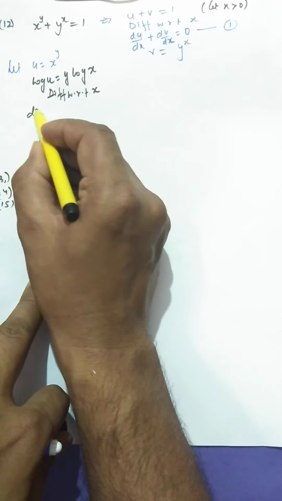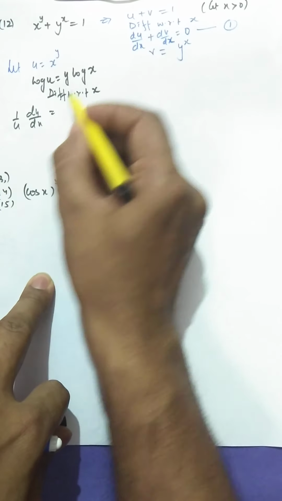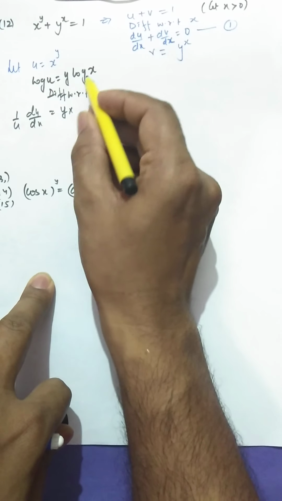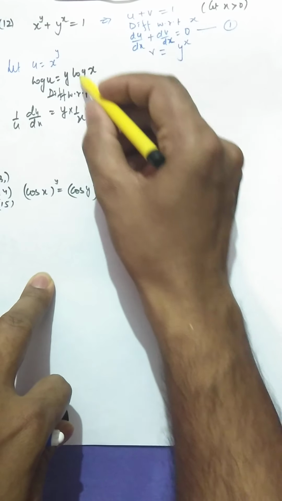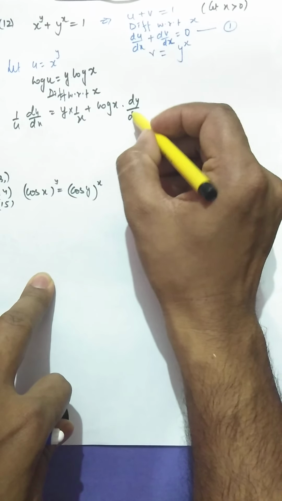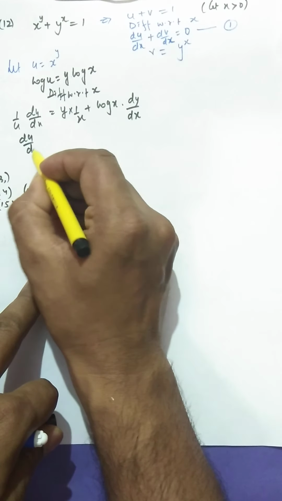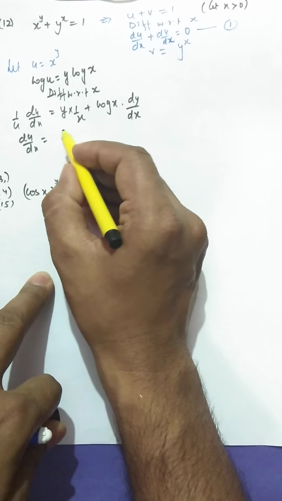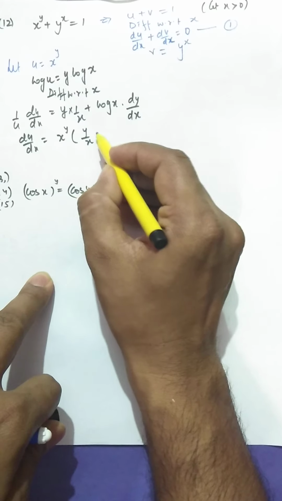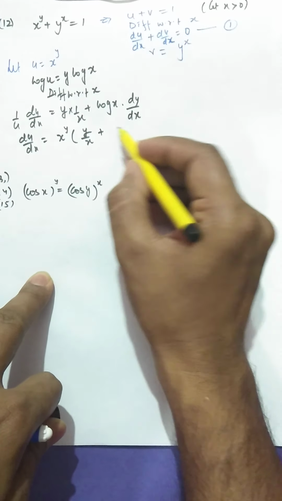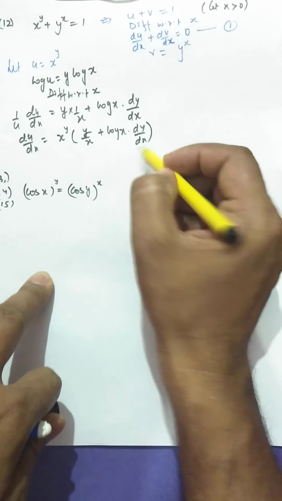So this will become 1 upon u du upon dx, and this will become y. You take this y, differentiate log x, so this is 1 upon x, then you take log x and differentiate y with respect to x, so it will become dy by dx. So your du upon dx will be u, which is x to power y, and this is then y upon x plus log x dot dy by dx.